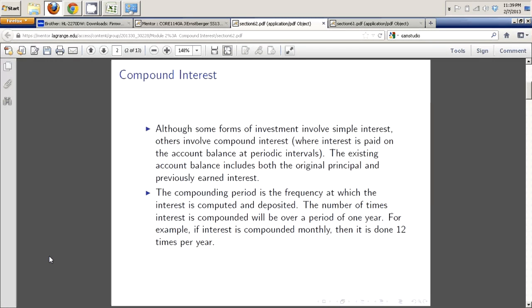For compound interest, what happens is an existing account balance includes both original principal and previously earned interest. So interest is charged on the account balance at periodic intervals. For instance, if we say that the compounding period is annual, then it happens once a year. But if we say it happens monthly, then every month the balance of the account is reevaluated and interest is charged or given based upon that new balance. I think this will make good sense as we get to it and do some examples.